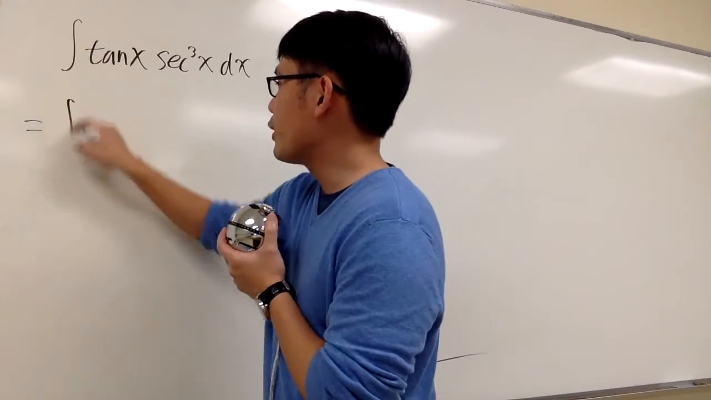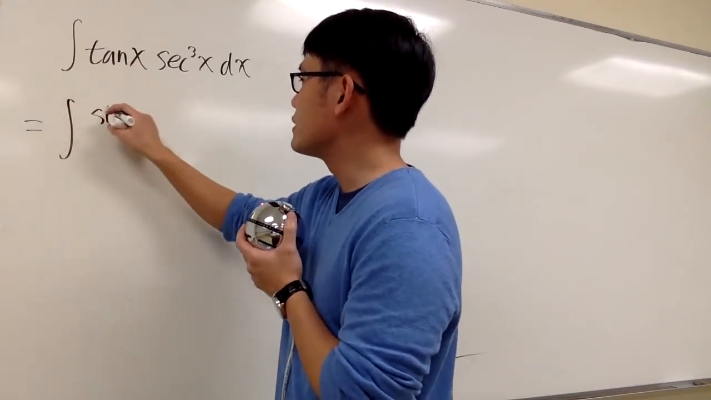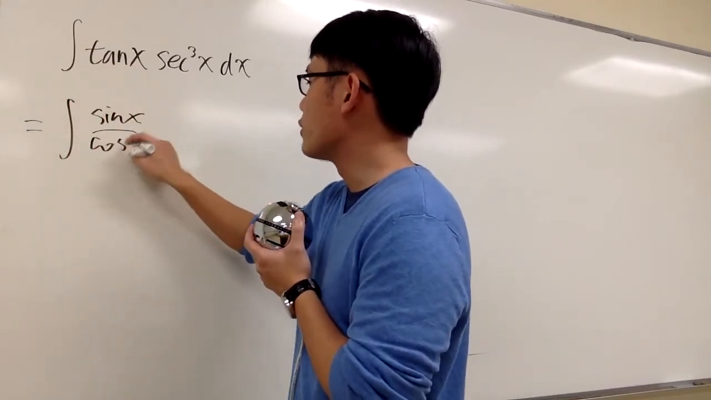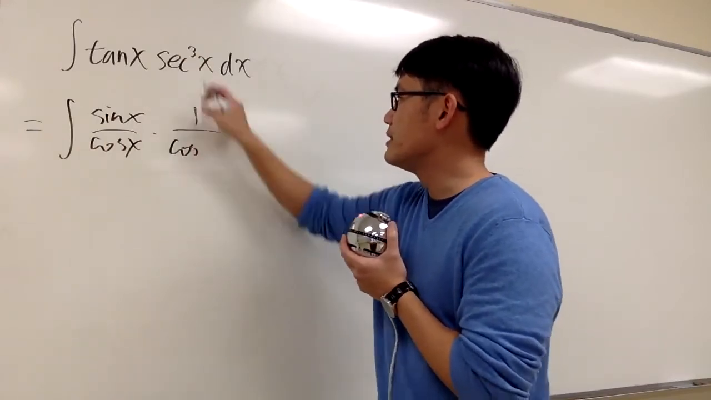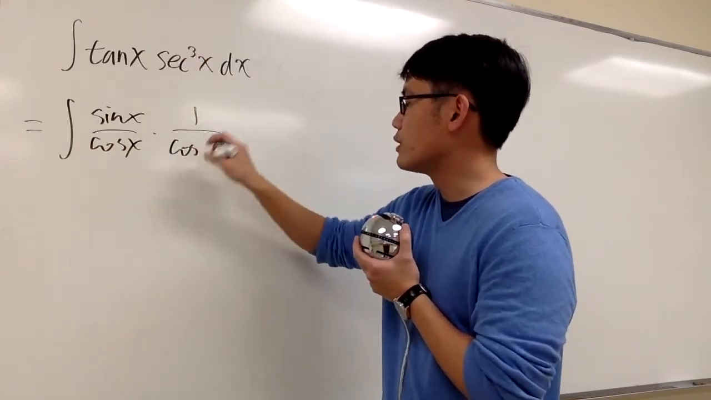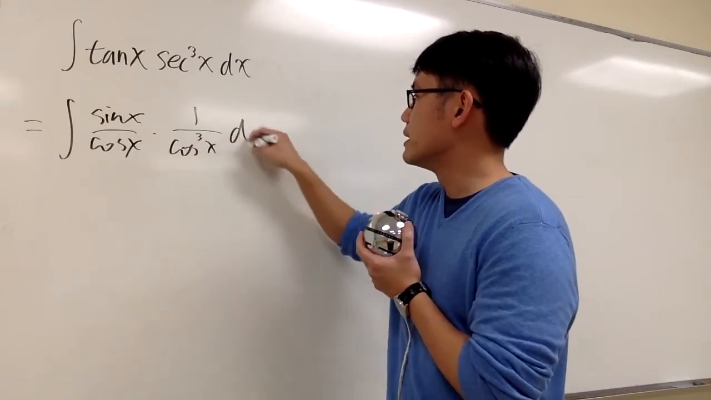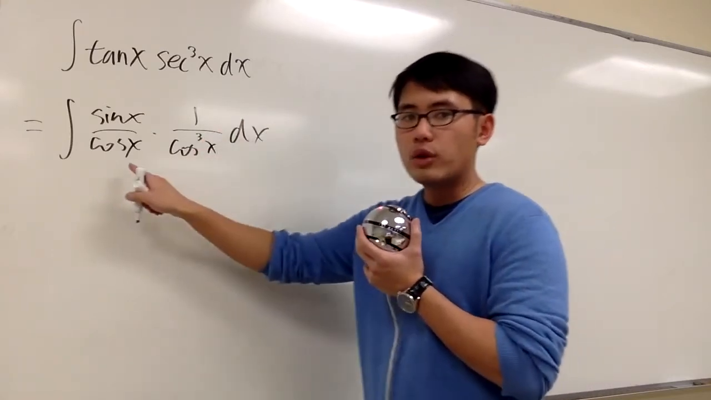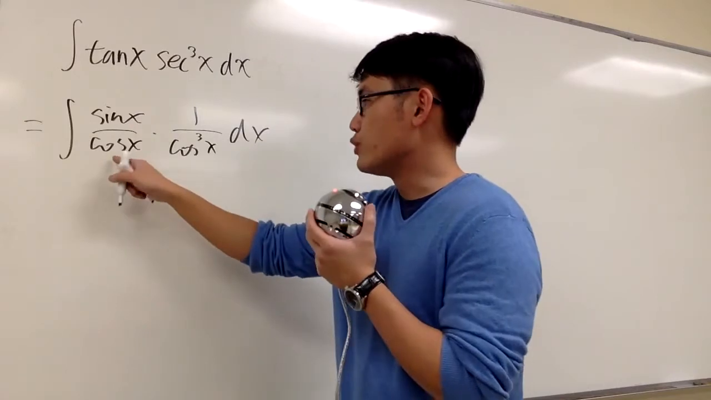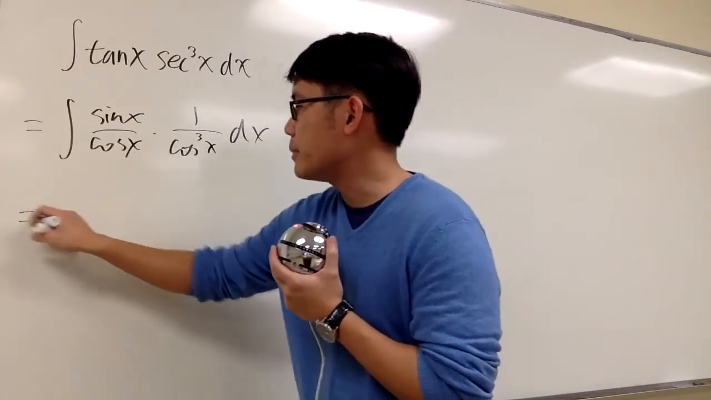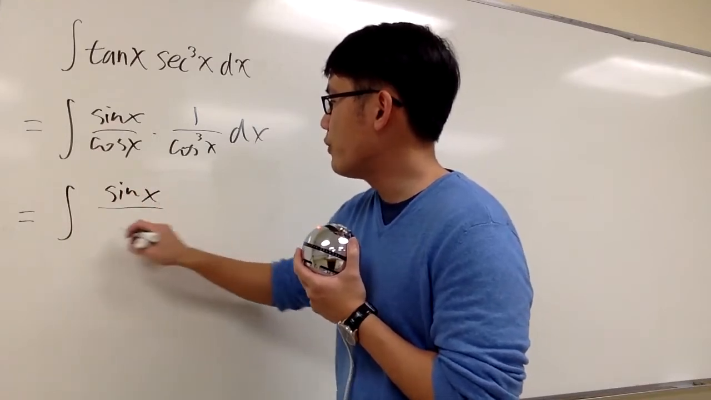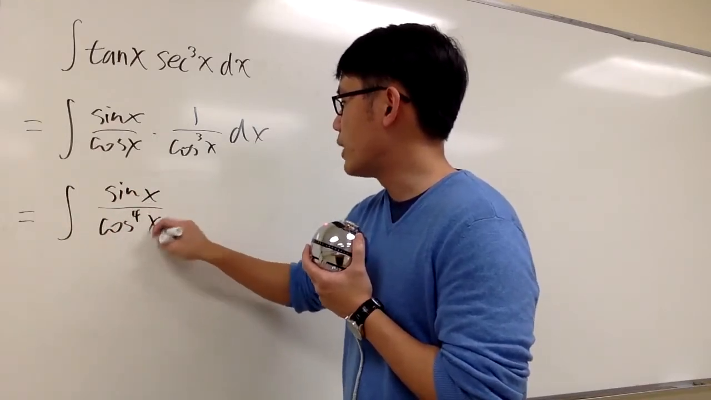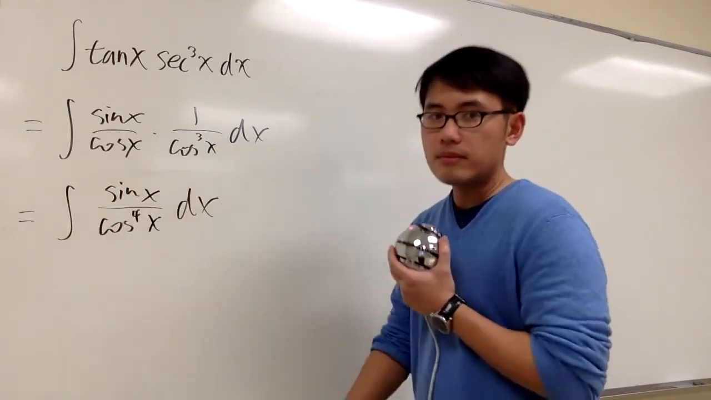Anyways, this will be the integral of tangent x, which is of course the same as sine x over cosine x. And then secant is the same as 1 over cosine, but this is third power, so we also have 1 over cosine to the third power x dx. And of course, when we multiply this, we will just get cosine to the fourth power in the denominator, and this is the integral of sine x over cosine to the fourth power x dx.